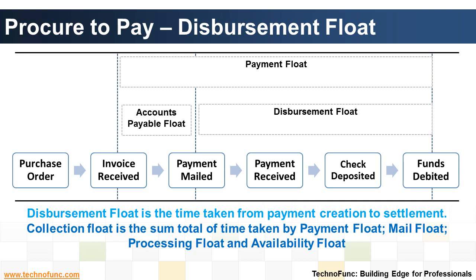Disbursement float consists of the following 4 components: Invoicing and payment processing float includes both the time it takes the supplier to prepare and send the invoice as well as the time the accounts payable department requires to process the invoice and create the payment. Mail float is the time taken by postal or courier service to deliver the payment to the vendor. Processing float is the time it takes the vendor to record the payment and deposit it into the bank. Availability float is the time it takes the bank to clear the check and deduct the funds from the payee's bank balance.